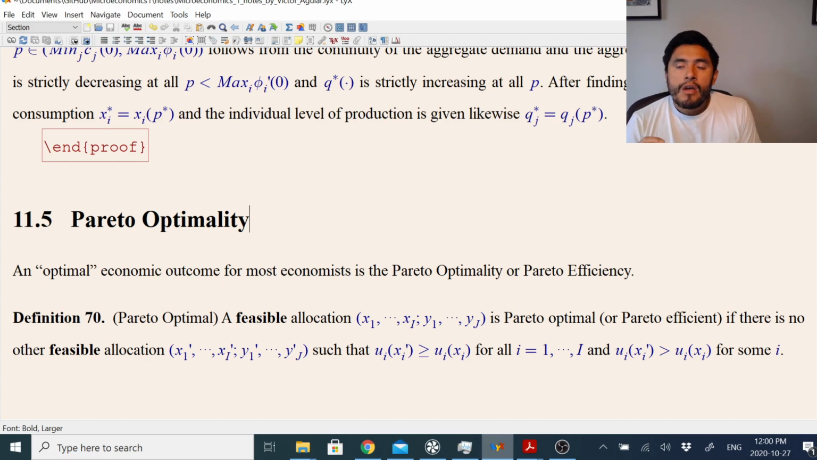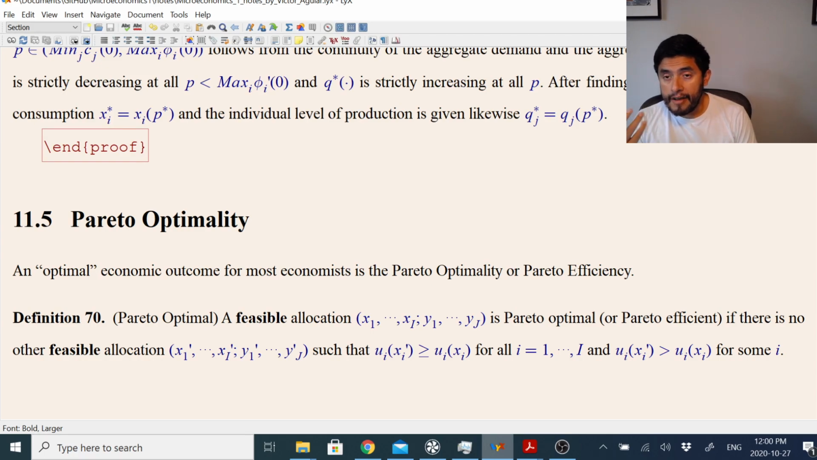Now, Pareto optimality means that the allocation I have at hand, the XY here, doesn't have any other allocation that dominates it in the Pareto sense. So I want you to understand this.